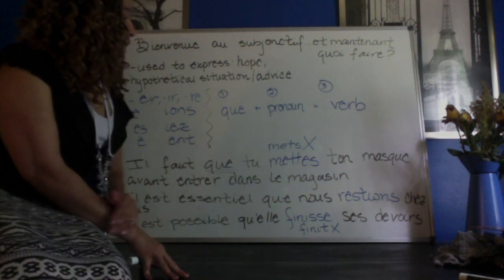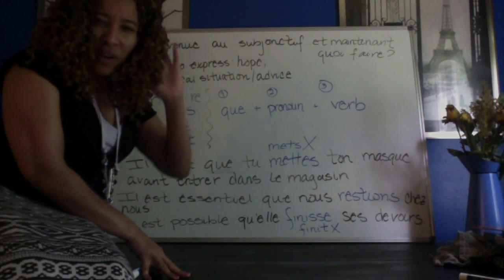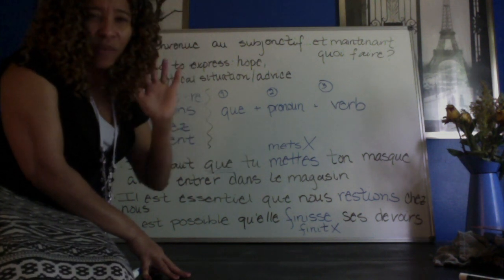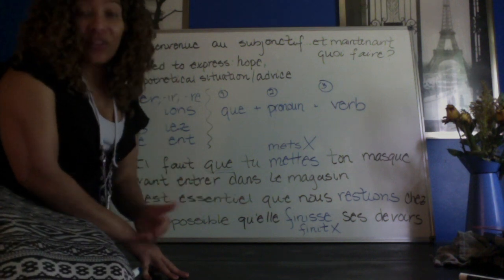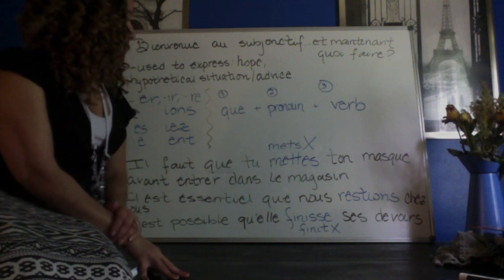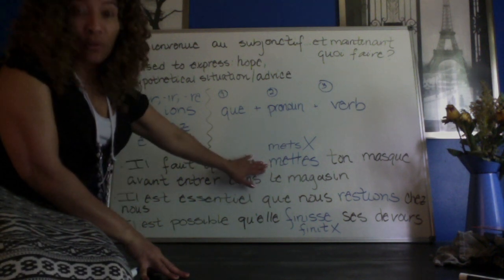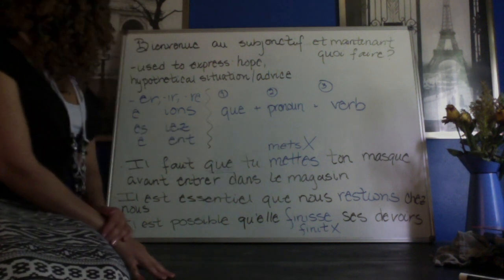And that's how you get mettes, right? So if you, in your mind, revert back to French 1, it's pretty easy to go back and be like, oh, that looks right, because you're thinking about the present tense form. You're not thinking about the subjunctive form, right? So you always have to think about that third person plural when making this conjugation.